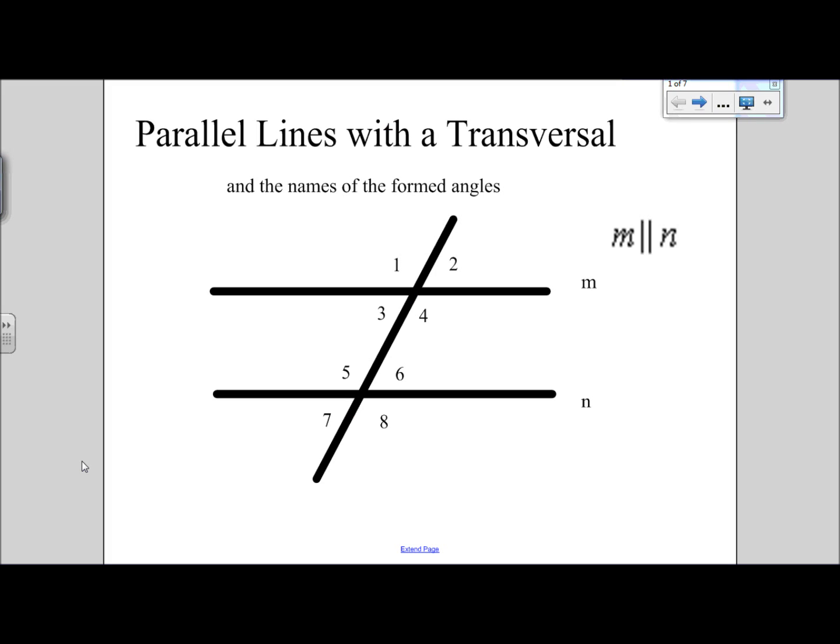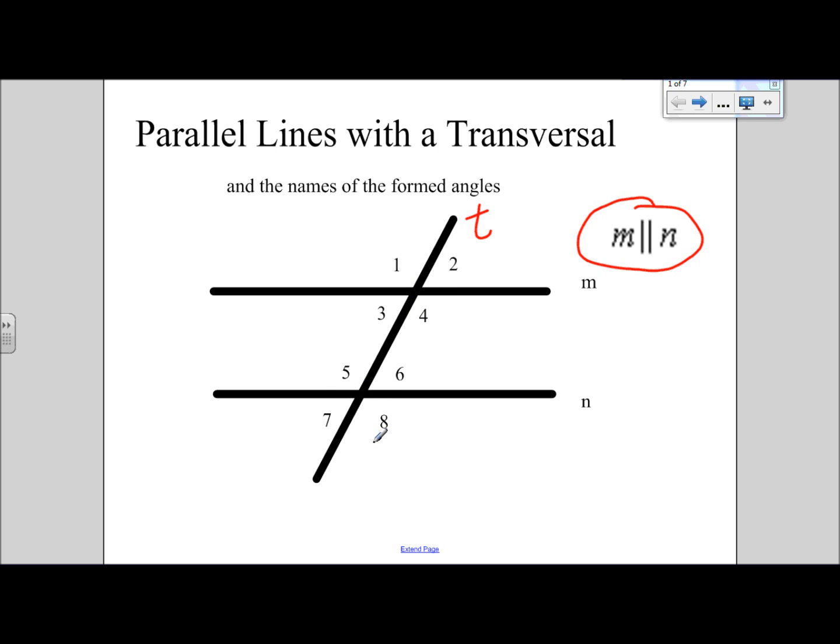Welcome back. We have a very important topic, as are all topics in 3X, of course. But this one is a lot on ACTs, SATs, but specifically it's going to be throughout the units throughout 3X. So we have two parallel lines. M is parallel to N. And then we have what we call a transversal, maybe we'll call it T. As you see, it intersects twice and it makes 8 different angles.